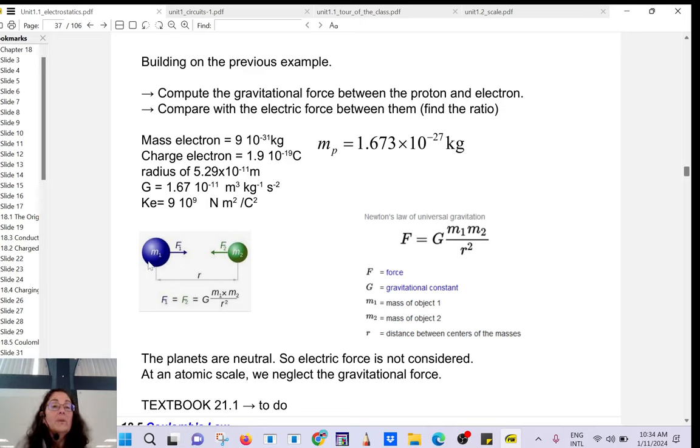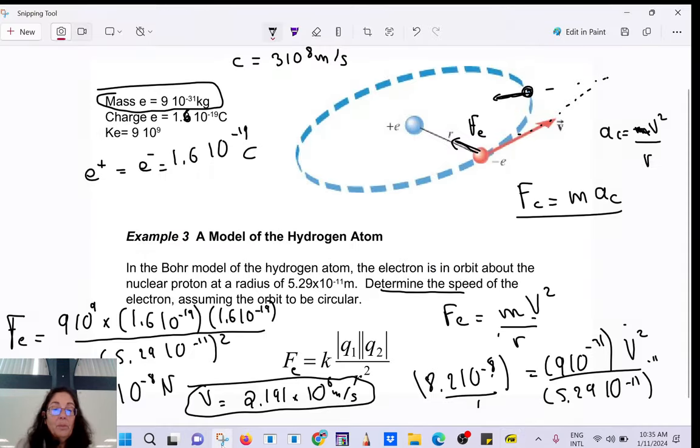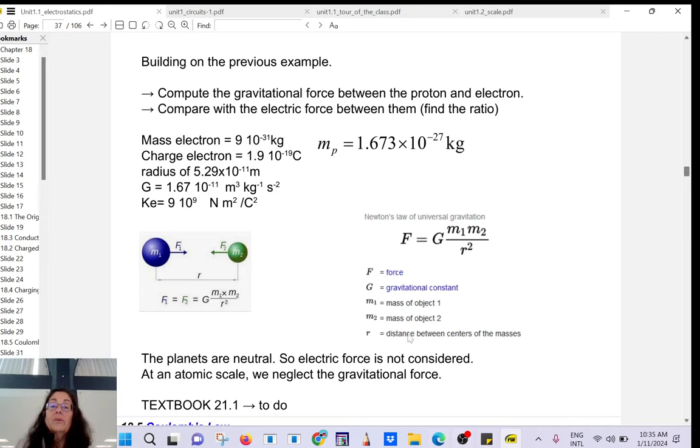Let's say you have a proton and an electron. You want to find the ratio between the electric force pulling on each other and the gravitational force. So can you do that? You want to find the force between them, and we already found it, by the way. The force between a proton and an electron in a hydrogen atom is about 8.2 times 10 to the negative 8 newtons. And you want to find the ratio to the gravitational force.